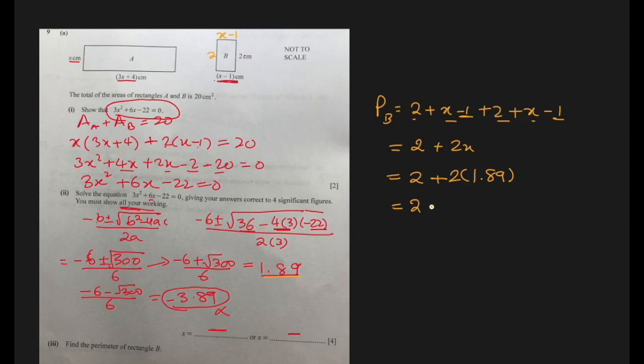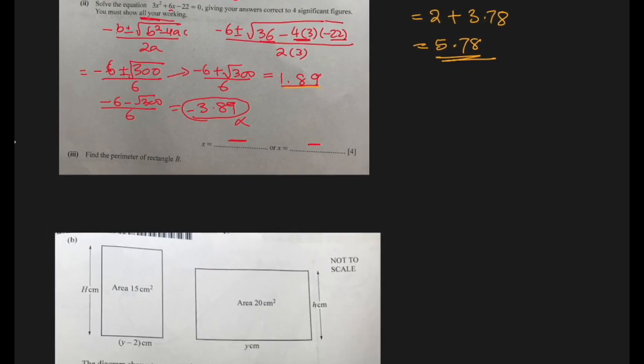So 2 plus, it will be how much? 3.78? Yeah. So the answer will be 5.78. This is the perimeter of rectangle B. What about the next question? Okay, there is one more.